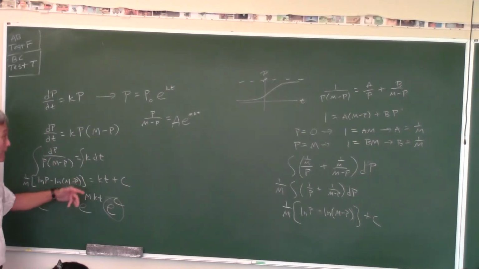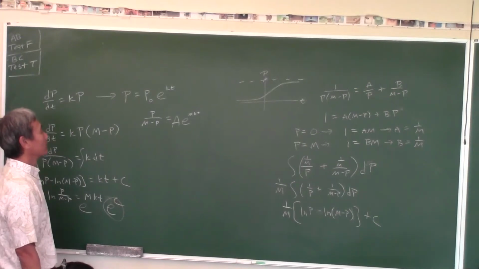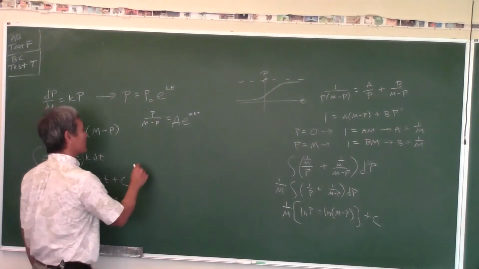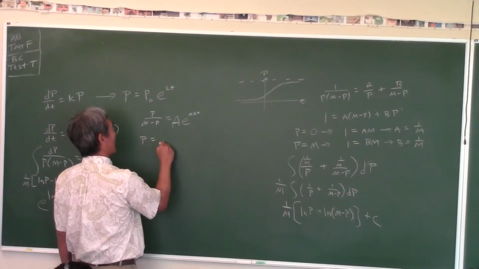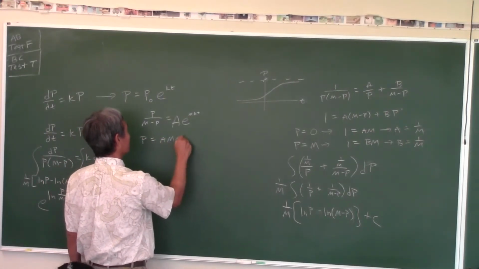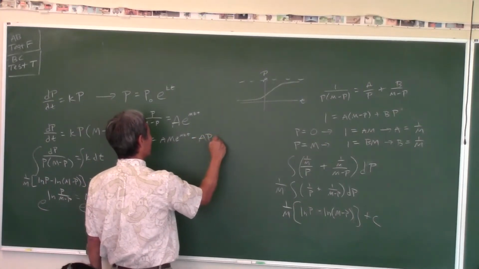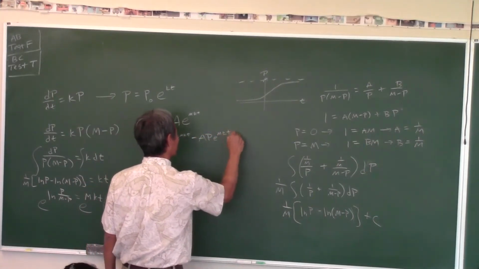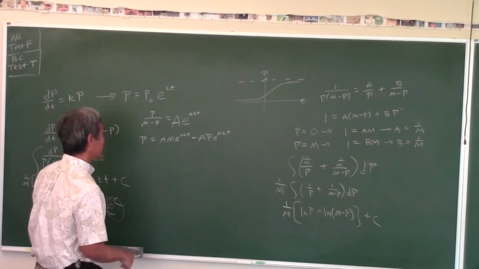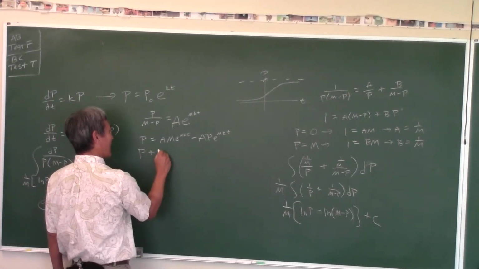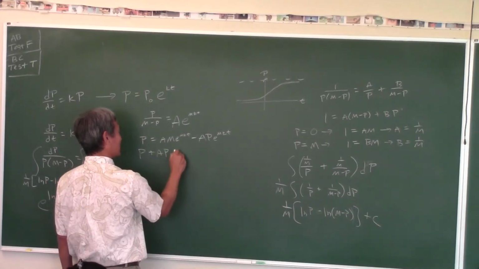We have to solve for P. How do you solve for P? Segregate. No, we did that already. Cross multiply. P equals A M e to the MKT minus A P e to the MKT. Throw the P's on the same side. Segregation. Let's put it on the left. Take out the P plus A P, do it in one swoop.